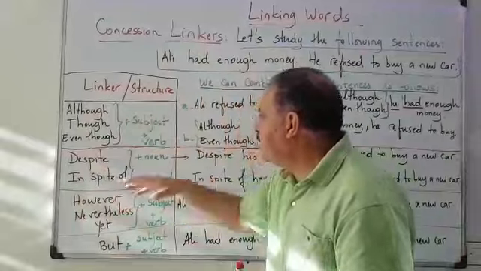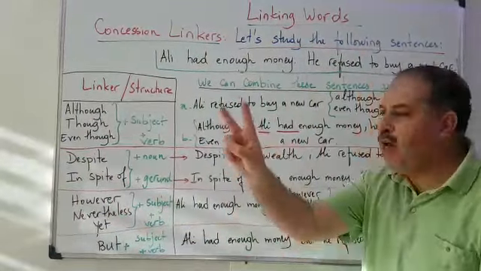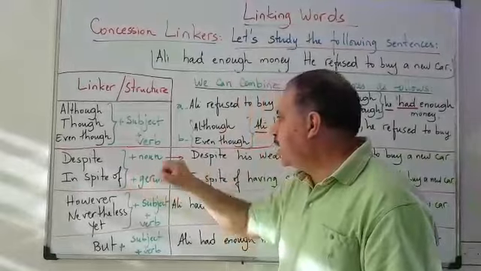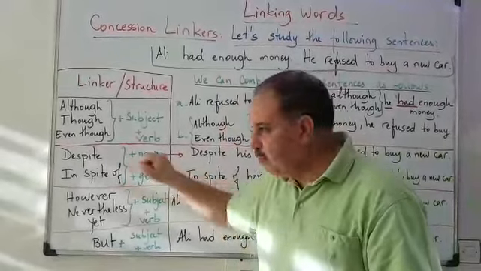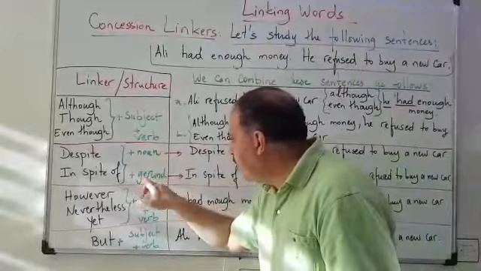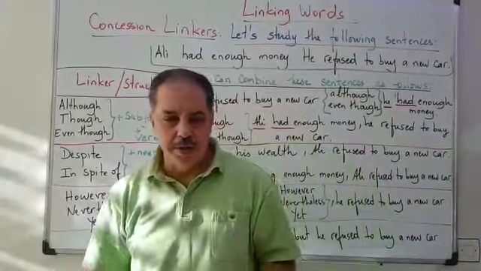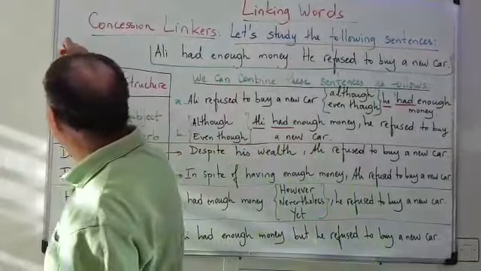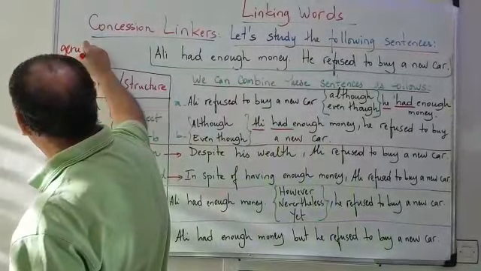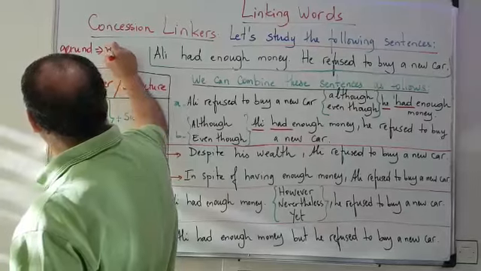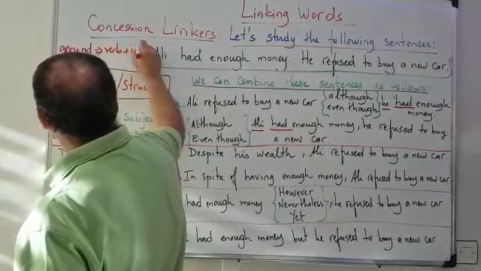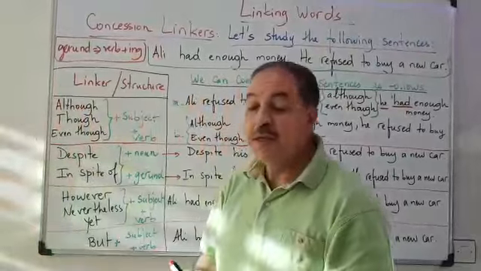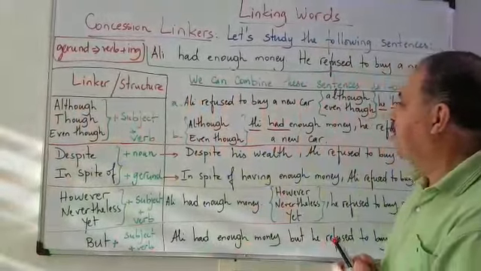So despite and in spite of. So we have two structures. They can be followed by a noun. يقدروا يكونو متبعين باسم or plus gerund. Can you remember gerund? Gerund is a verb plus ing. Just to refresh your mind. نذكروا gerund. What do you mean by gerund?